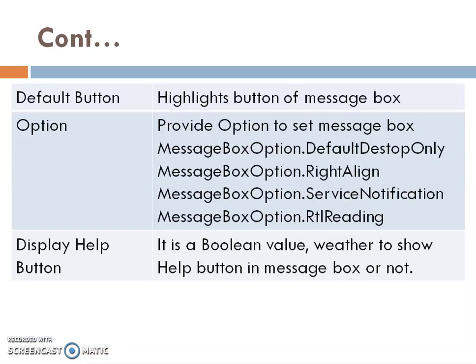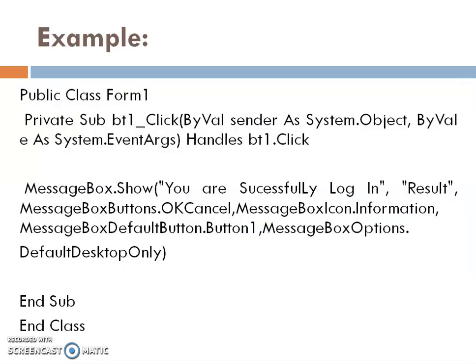Now we write the default button. It is the highlight of our button in the message box. Then we write options, meaning how our message box is displayed on the screen. Then we write MessageBoxOptions.DefaultDesktopOnly, MessageBoxOptions.RightAlign, then MessageBoxOptions.ServiceNotification, then MessageBoxOptions.RtlReading, and last we write the help button to display the help of the message box. Now this is the example of a message box.